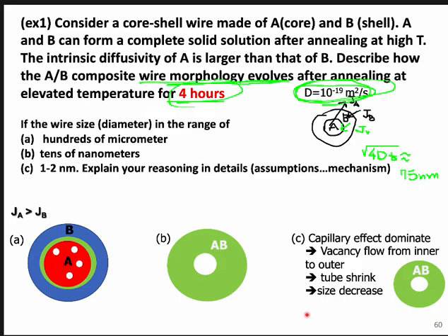Okay, so this is for your reference. The most important part is you need to estimate the diffusion length. That can help you know what happens after 4 hours in wires of different diameters.